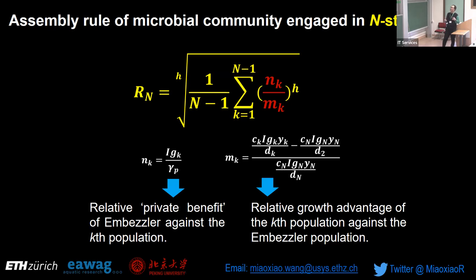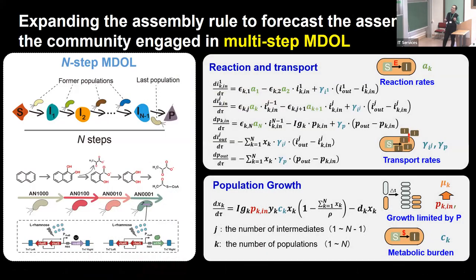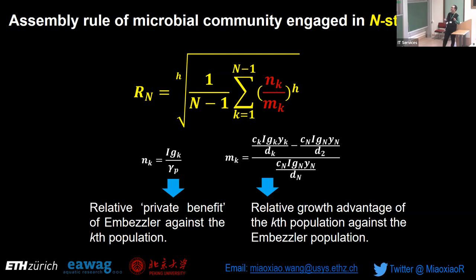Here for the multiple strain system, NK means the private benefit of the embedder compared to the K-th population, because we will have more populations here. For example, we call this population the K population. The second term is the relative growth rate of the K population, because every population performing a former step should grow faster than the embedder. Using these two terms, we can predict the community assembly of the n-step MDR community.